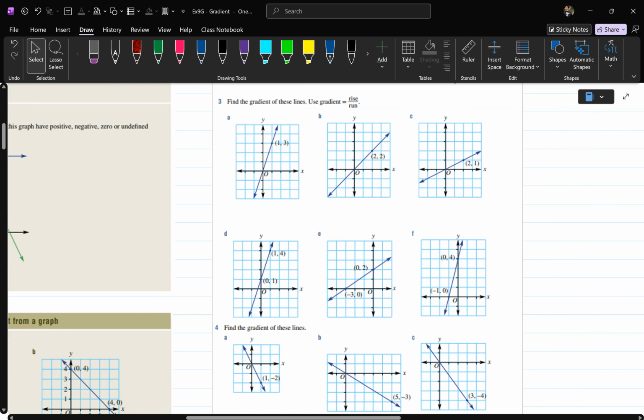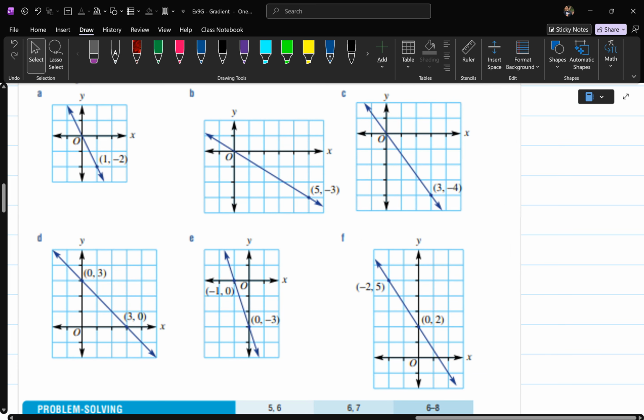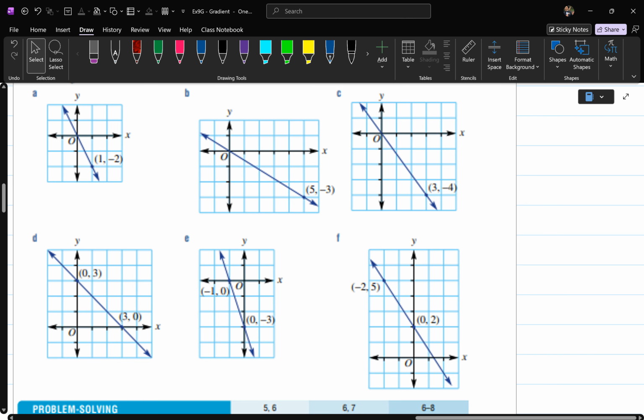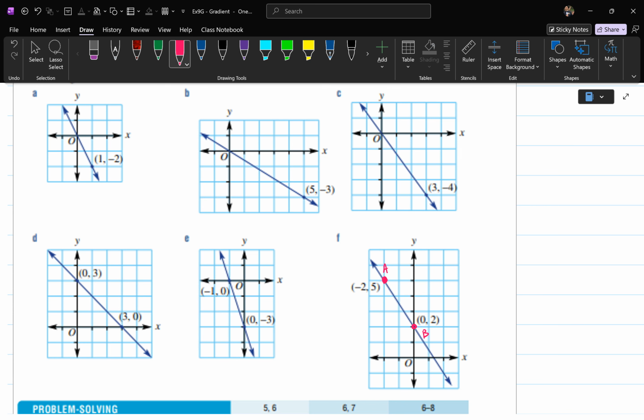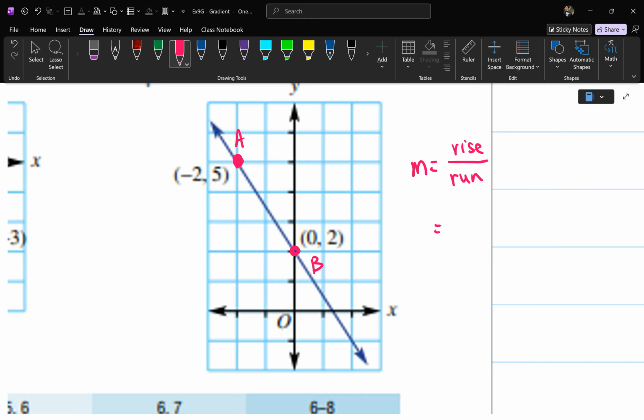Let's pick another one. I'm going to pick one from the exercise so you can see how I do it. So let's pick number 4. Pick 2 points that you can see. So let's say I'll do F. This point is negative 2, 5. So that's A. My second point, let's say 0, 2, is B. Now, if I want to know the gradient, remember gradient is how much you rise by how much you run. So how far do you have to go across, and how far do you have to go up or down?